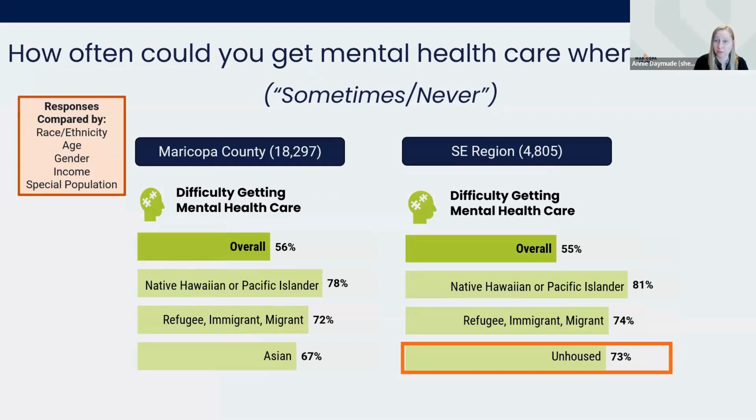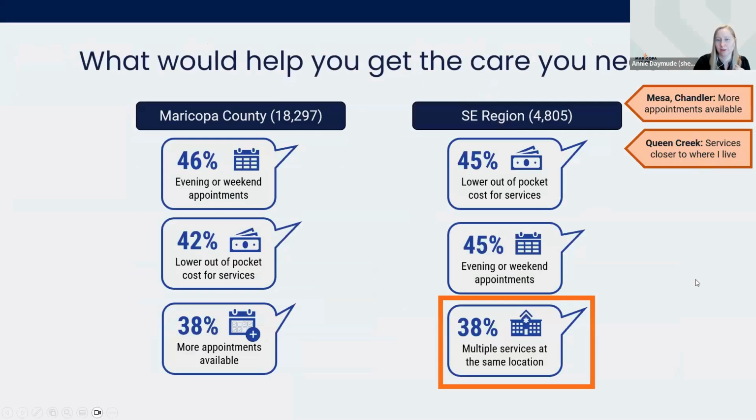And then how often could you get mental health care when needed? We had 1 in 5 individuals in the county and in the Southeast region only sometimes or never get mental health care when needed. Native Hawaiian Pacific Islander and refugee immigrant migrant were the populations that rated the highest difficulty in getting mental health care. It's 80% of our Native Hawaiian or Pacific Islander communities. One difference, though, is that while at the county level, the Asian population demonstrated the highest difficulty in getting mental health care, in the Southeast region, the unhoused population identified the highest difficulty. And again, as I've been mentioning, it differs city by city, so you can take a look at your city to see which populations demonstrate the highest difficulty in getting mental health care.